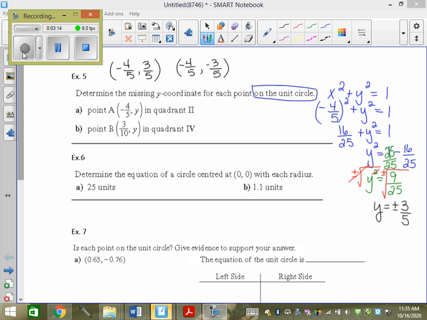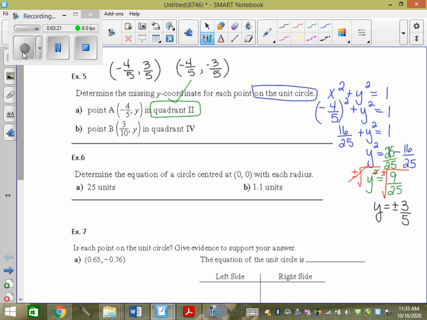We agree? But they gave me more information. They actually told me it's in quadrant 2. So which of those two is in quadrant 2? Yes, negative 4 over 5 and 3 over 5, because in quadrant 2 my y's are positive. So I have quadrant 1, 2, 3, 4. My x's are negative here, so my y's are positive there. So I'm actually not going to pick the negative version. My y is going to equal 3 over 5.